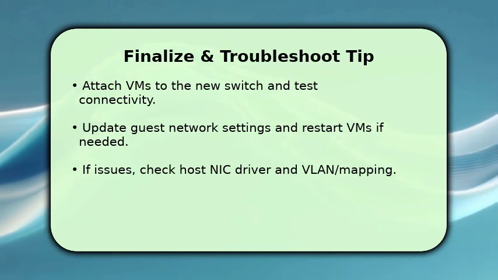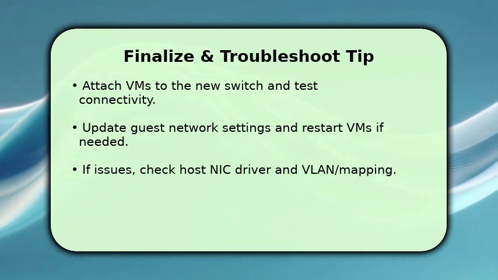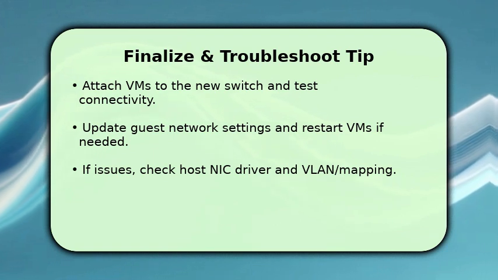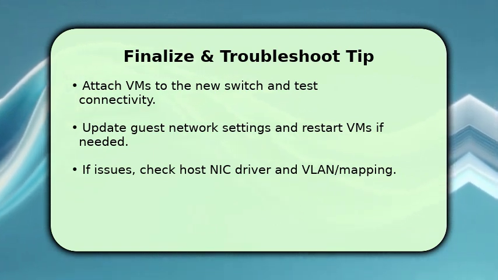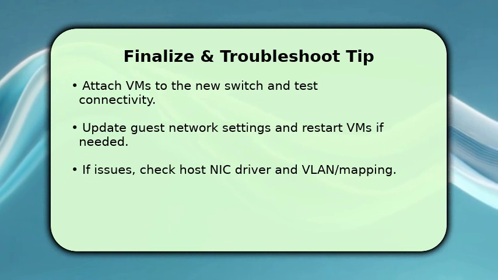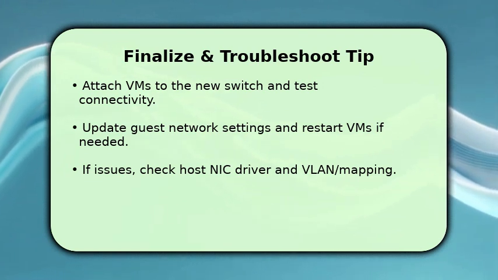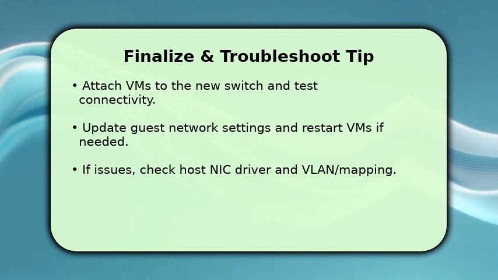You finish by attaching virtual machines to the new switch in each VM's network adapter settings, then test connectivity with ping and specific services so you validate routing and DNS. Make sure guest OS network settings match the expected addressing. Restart VMs after major changes to clear cached state.